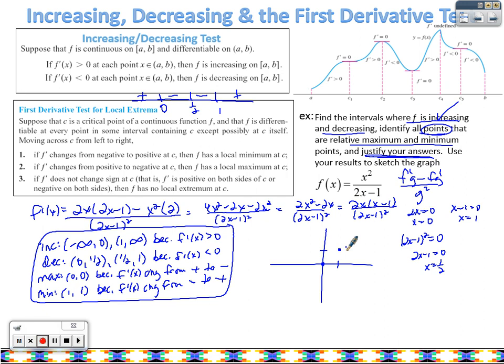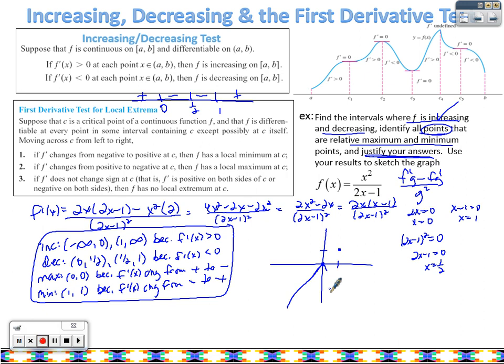So over on this side of 0, we are increasing, which means we have to come from down here, right? We're increasing. So we're going to come up like this. Now, what happens at 0? We decrease, so we're going to have to come back down.